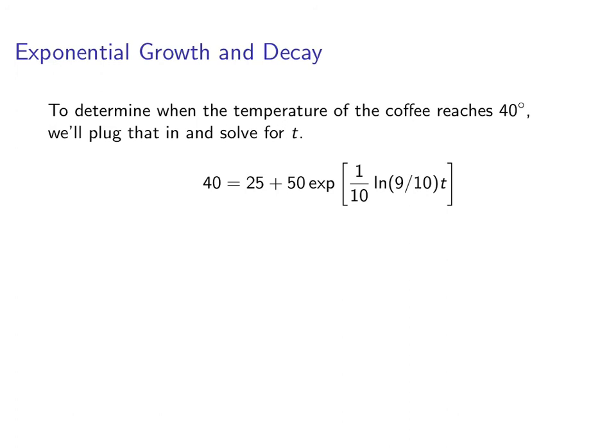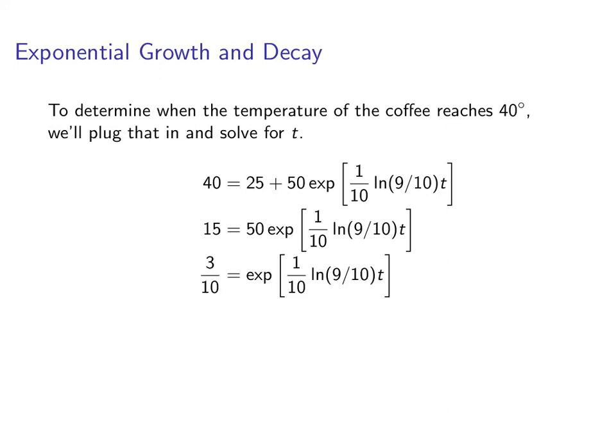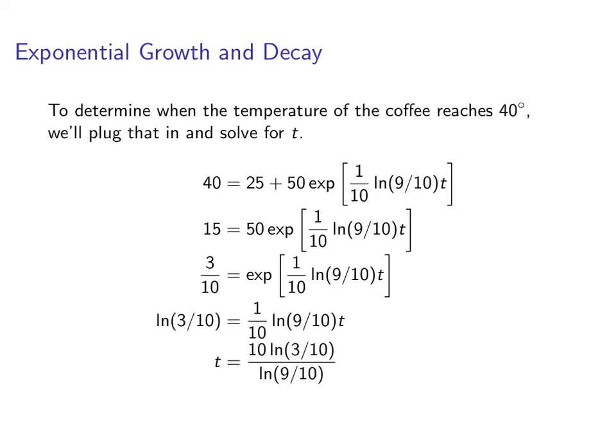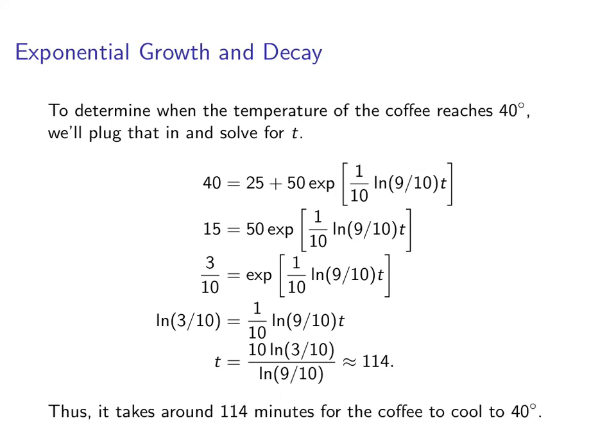And now we can just do the algebra to try to solve for t. So subtract 25 from both sides, divide by 50, take a log, and then solve for t. T is approximately 114, and we're measuring our time in minutes here, so it takes about 114 minutes, just under 2 hours, for the coffee to cool to 40 degrees. Okay, that's all for now.